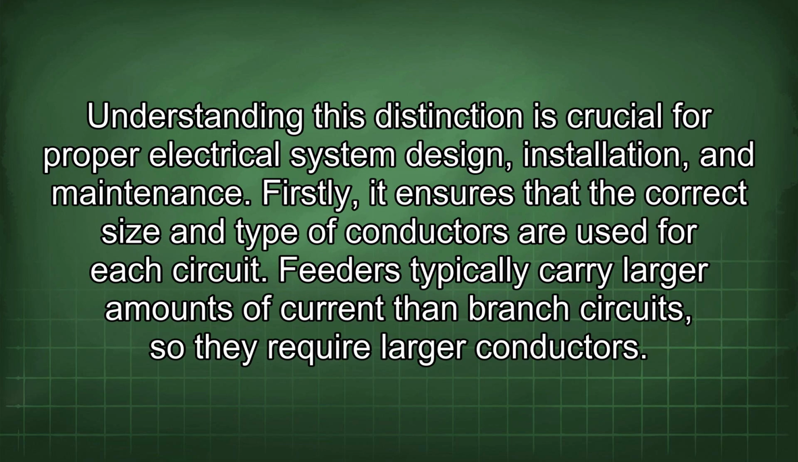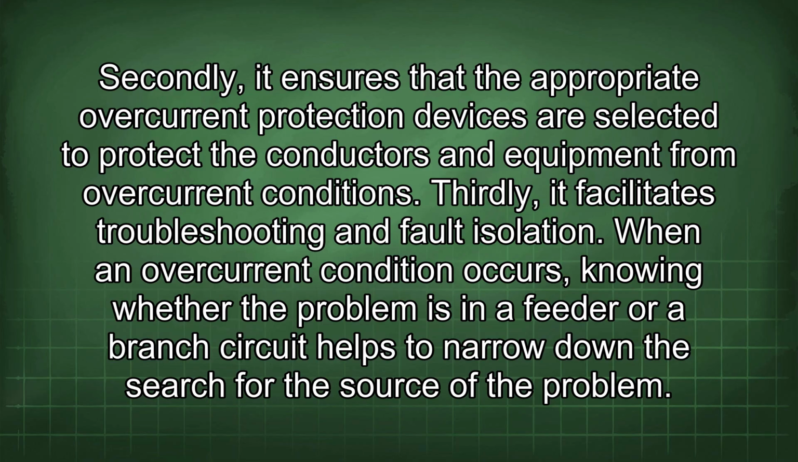Understanding this distinction is crucial for proper electrical system design, installation, and maintenance. Firstly, it ensures that the correct size and type of conductors are used for each circuit. Feeders typically carry larger amounts of current than branch circuits, so they require larger conductors. Secondly, it ensures that the appropriate overcurrent protection devices are selected to protect the conductors and equipment from overcurrent conditions. Thirdly, it facilitates troubleshooting and fault isolation. When an overcurrent condition occurs, knowing whether the problem is in a feeder or a branch circuit helps to narrow down the search for the source of the problem.